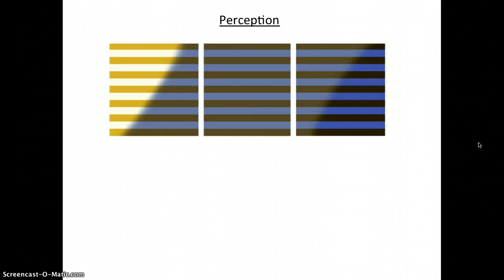Different things impact our perception. Perception is different from vision. Perception is how things seem to us.